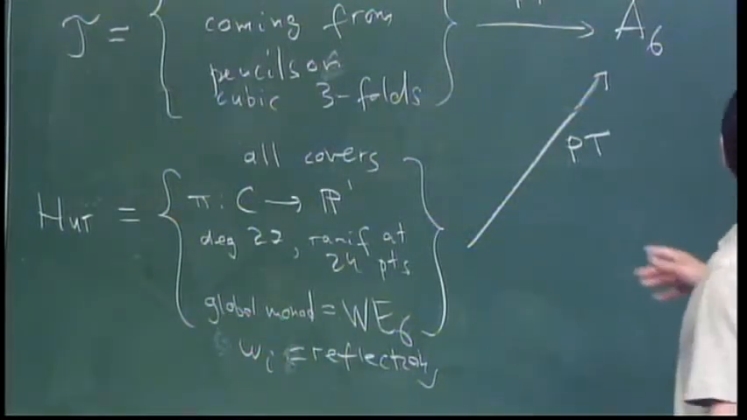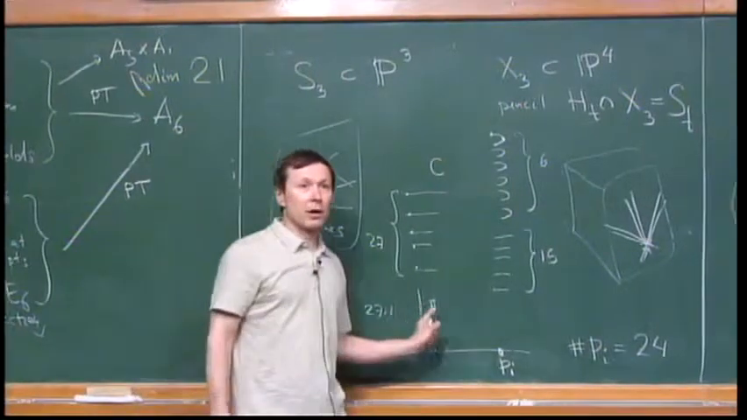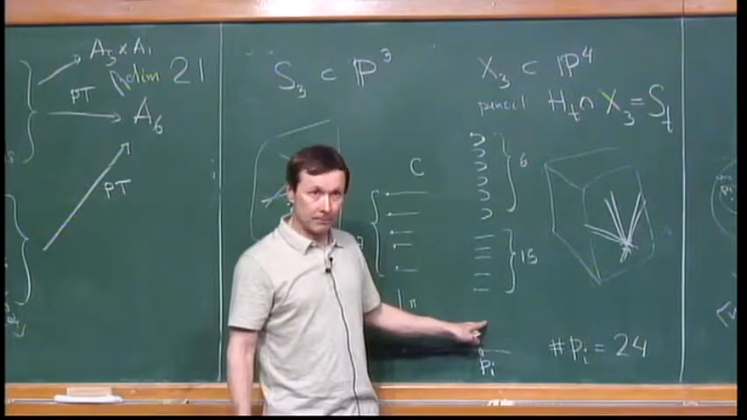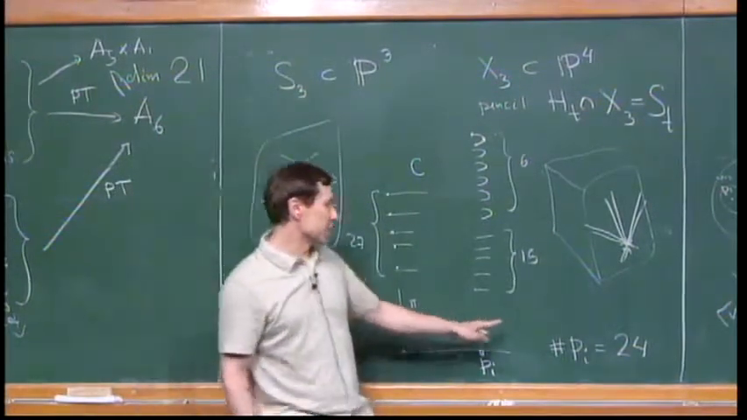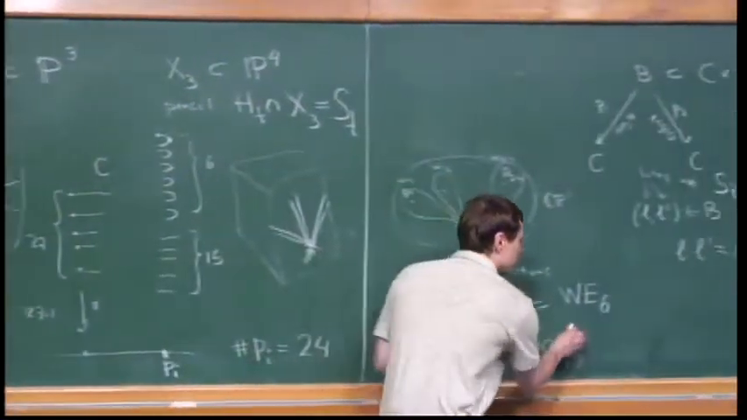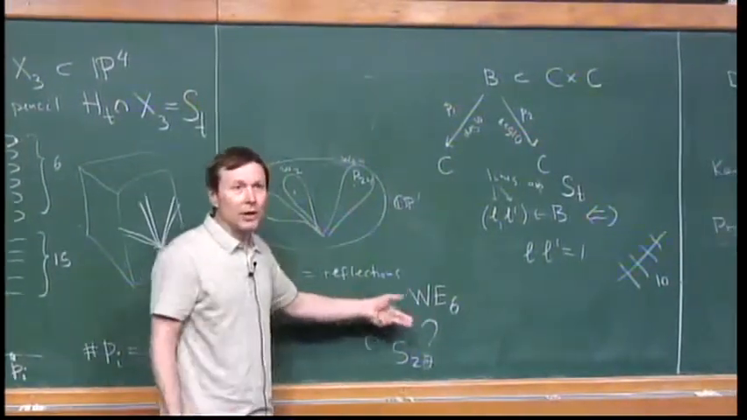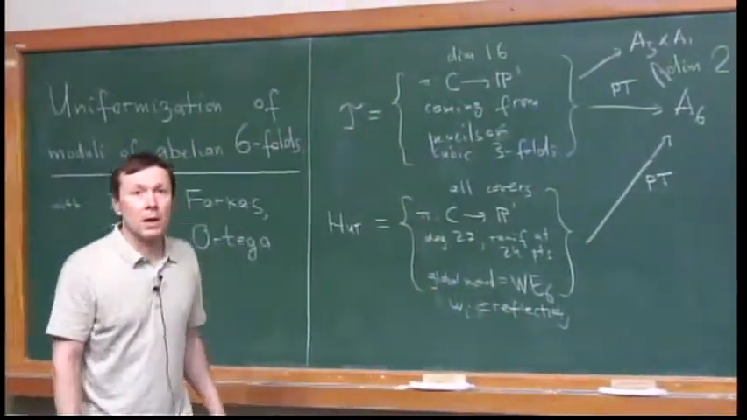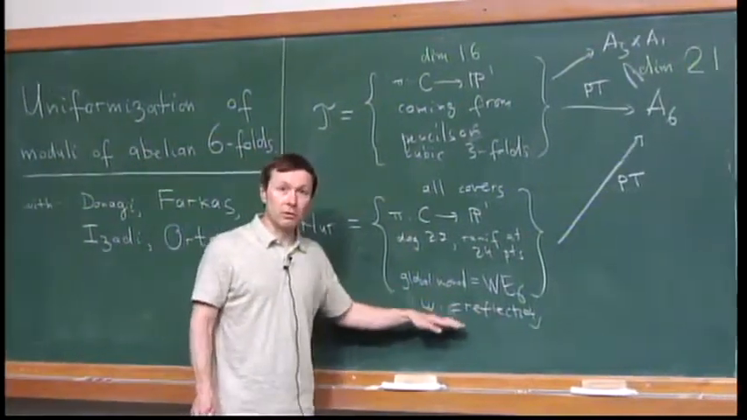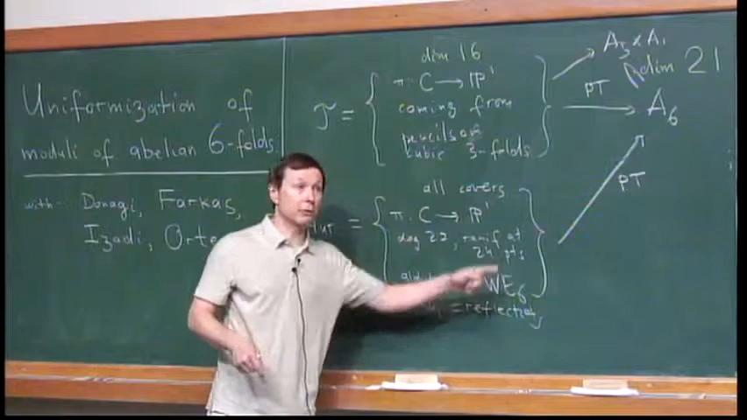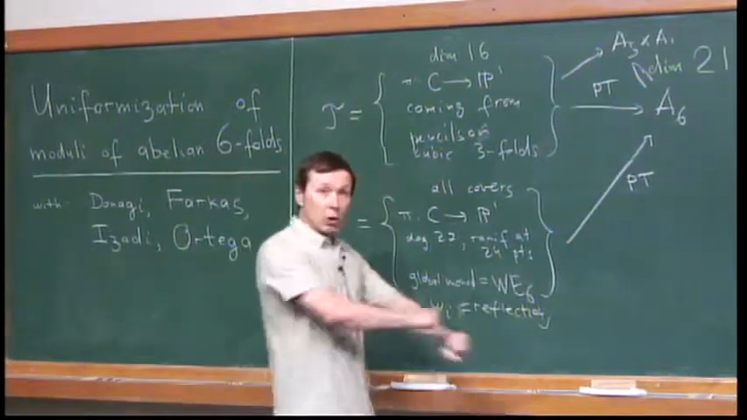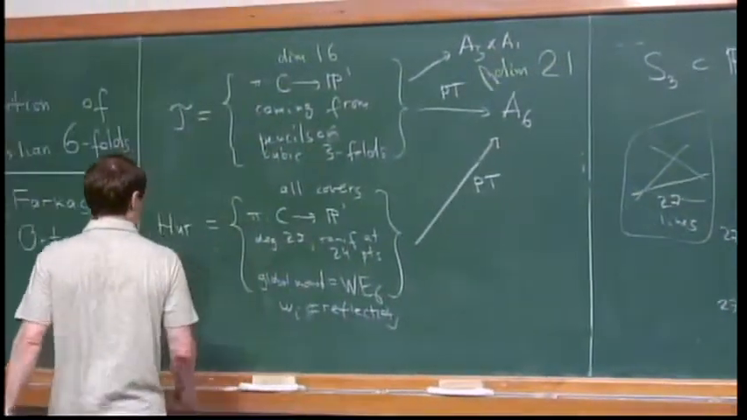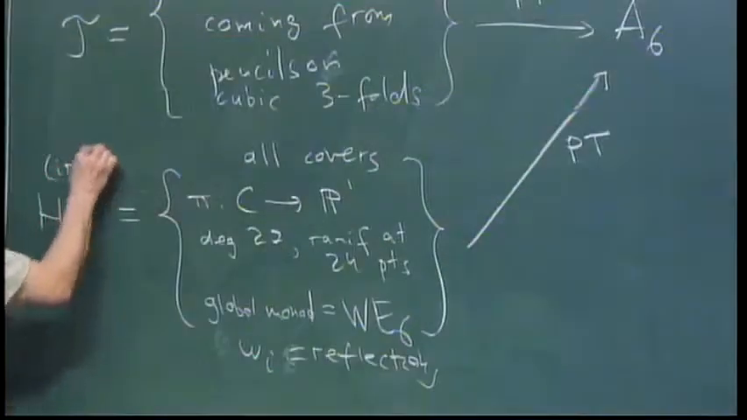You look at covers like that, 27 to 1, with 24 ramification points. They're all of this form. So this W(E6) naturally sits in here. It permutes the 27 lines on some fixed cubic surface. And so you just require that the local monodromy around one point should be like that, but globally, they should generate W(E6). That's a Hurwitz scheme. It is irreducible. That's another theorem of Kanev.